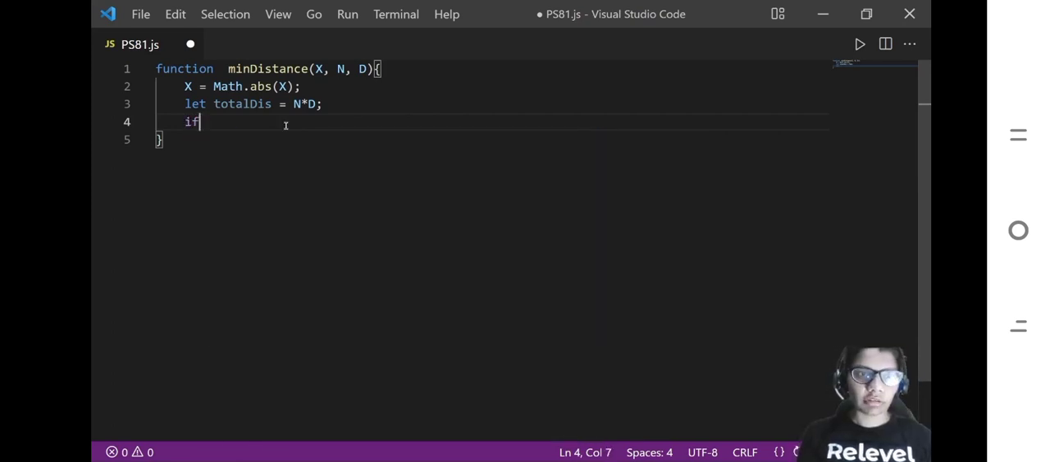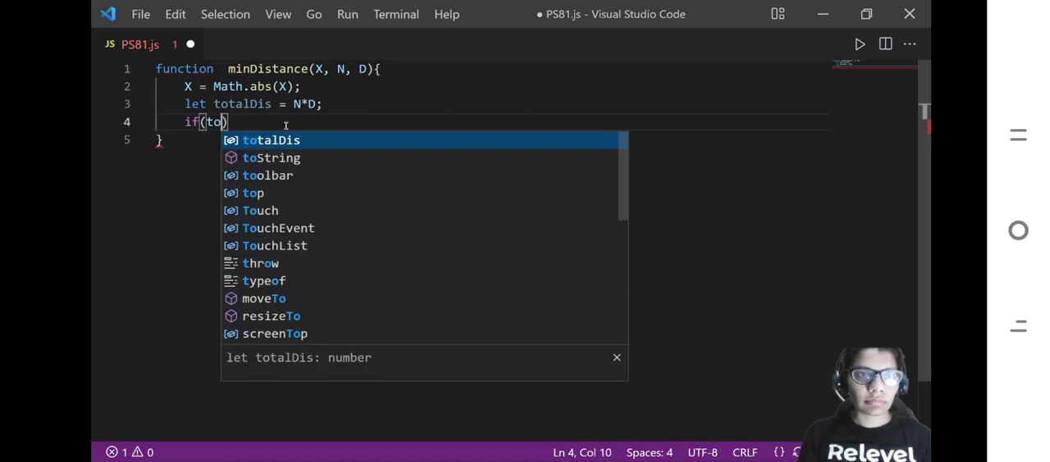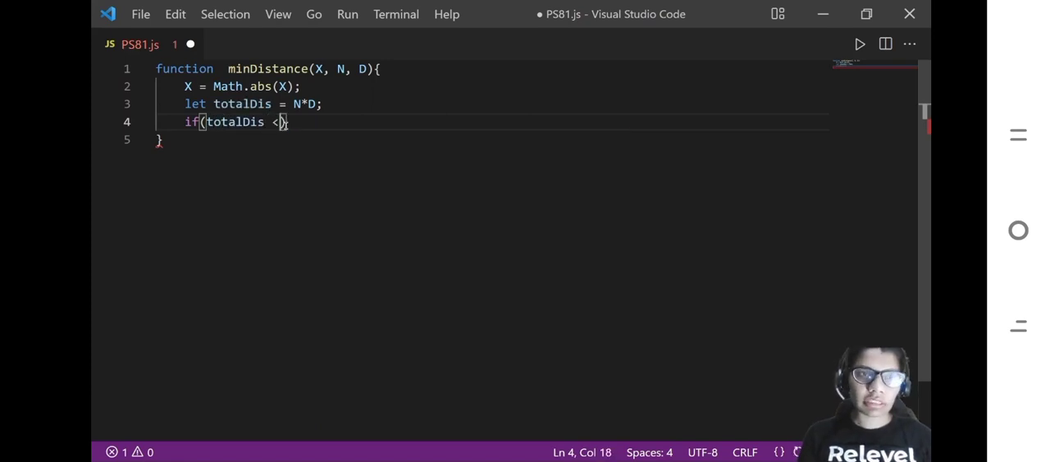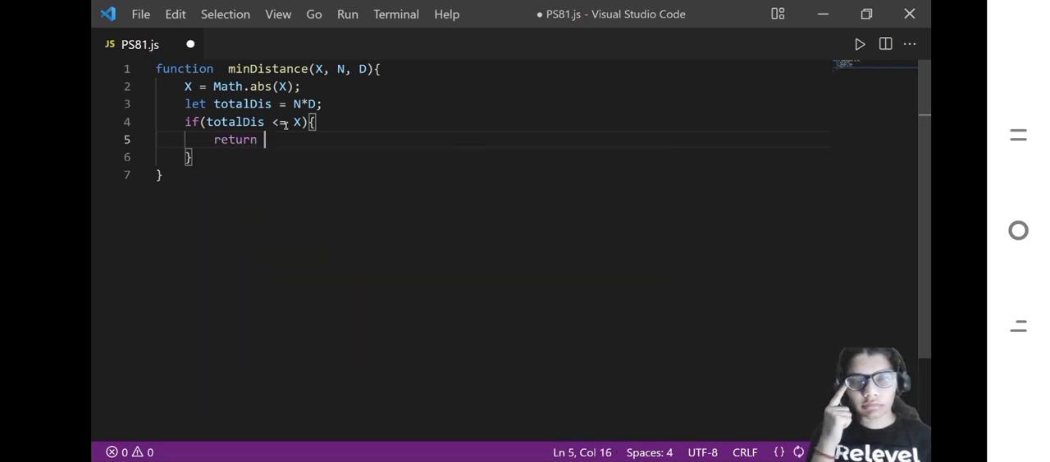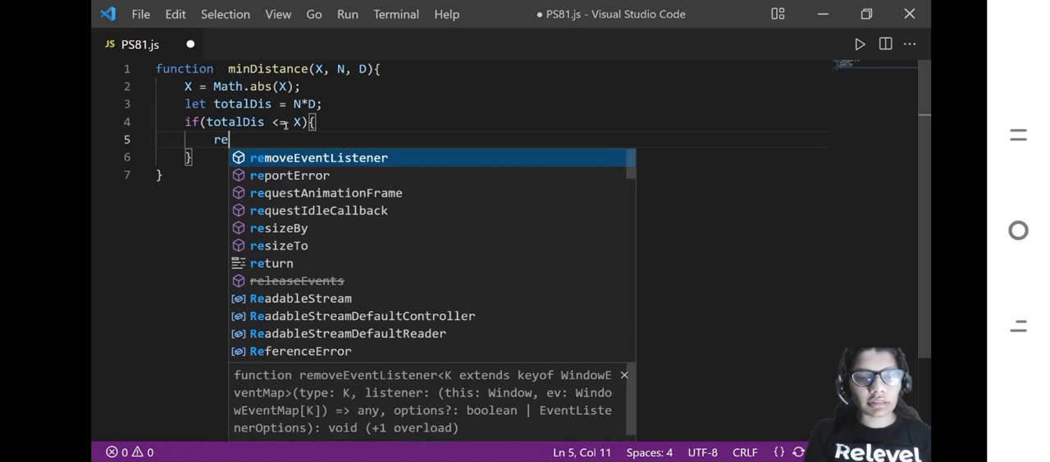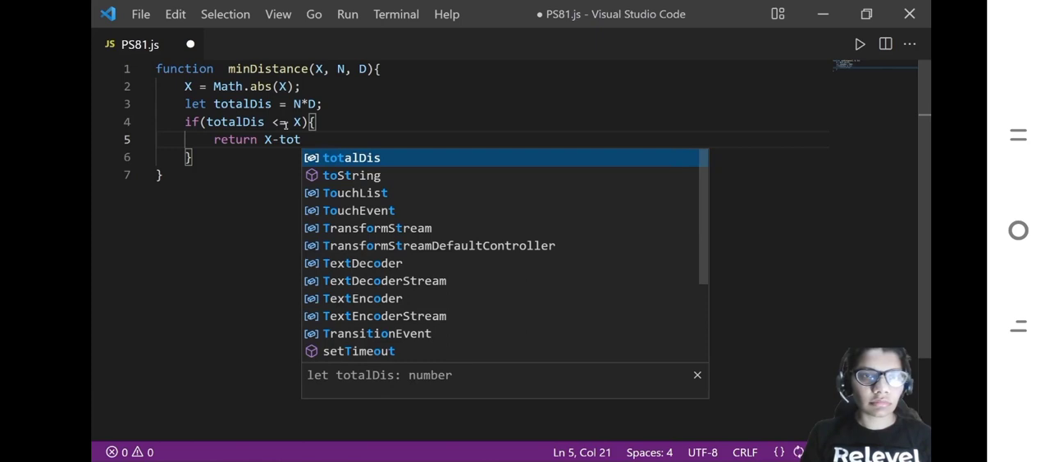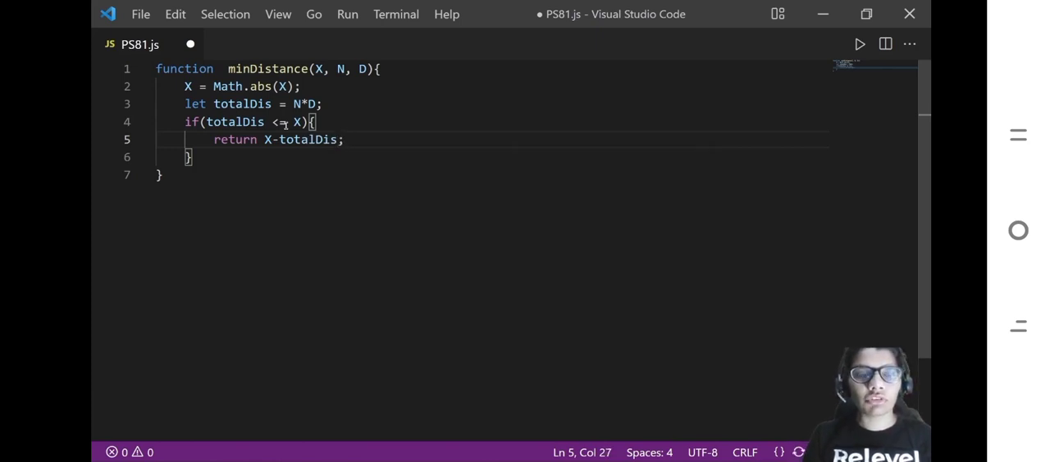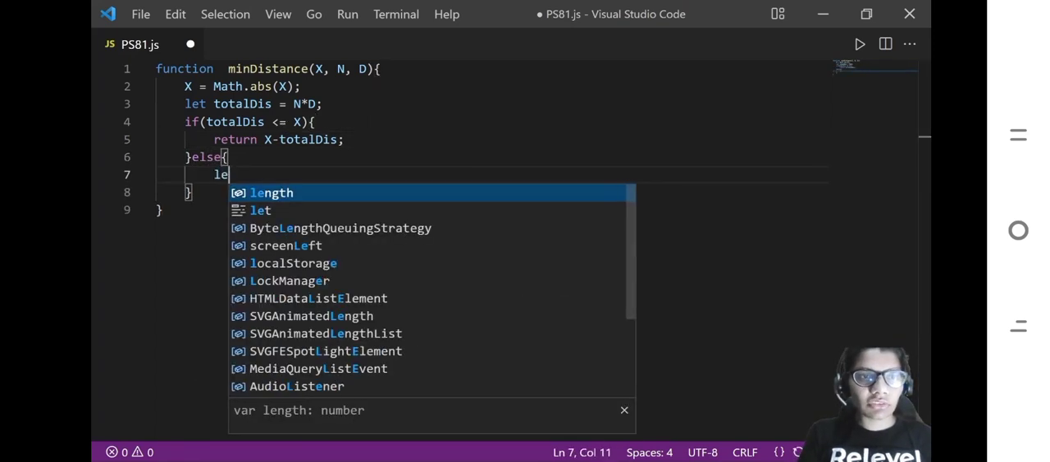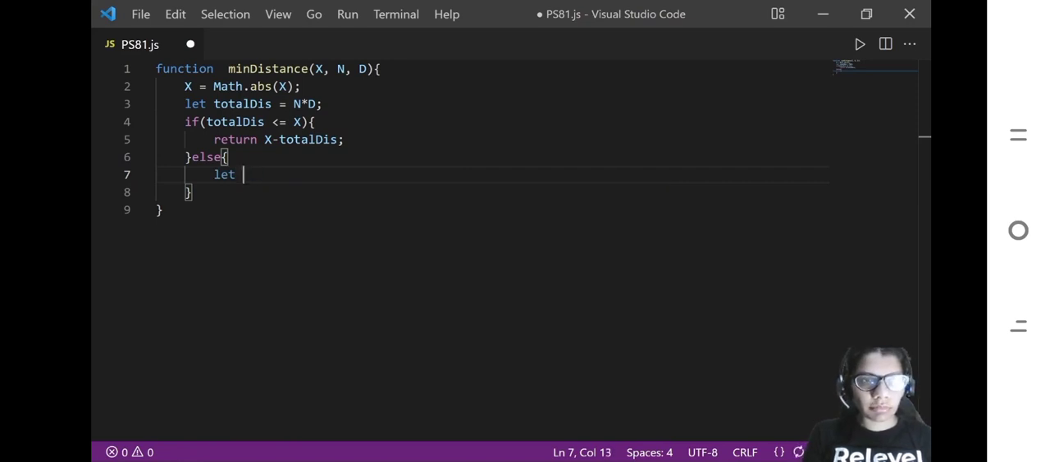Now here we can check if total distance covered in n steps is either smaller than or equals to your x where you were lying earlier, then ultimately your answer is going to be x minus total distance, which would be the remaining distance you would not be able to cover. Otherwise, you can check how many moves were required.